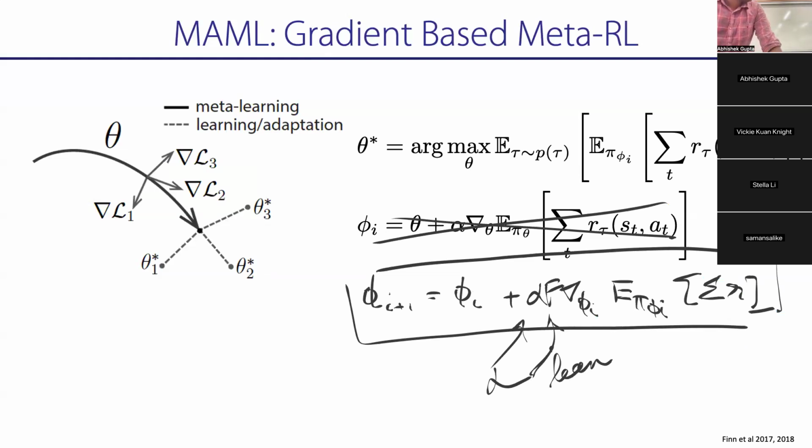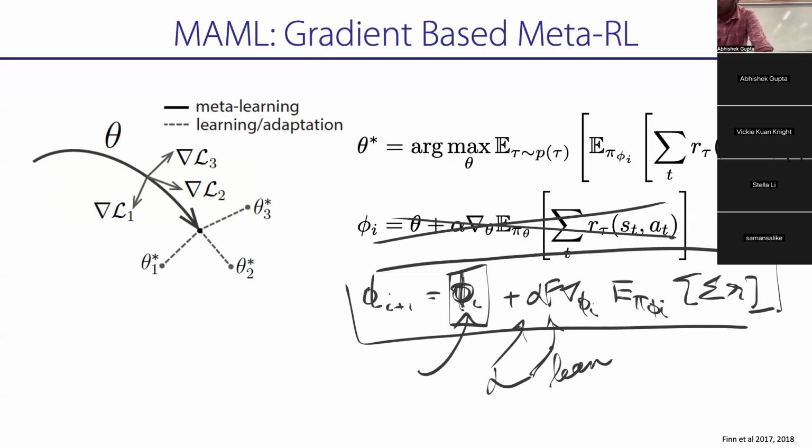But what Chelsea and co found to be a good thing to learn here is the policy initialization that is most amenable to gradient descent, right? So they're trying to say, normally we have been ignoring this initialization, right? So what MAML does is it tries to find the initialization which is most amenable to gradient descent, right?